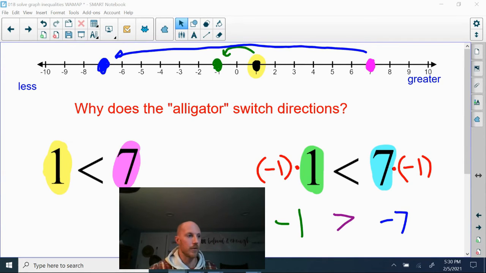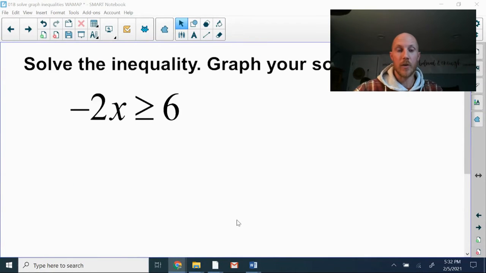Yeah, plus it's just a fun dance to do. So let's look at a couple of examples where this happens. Solve this inequality. So we got -2 times x greater than or equal to 6.